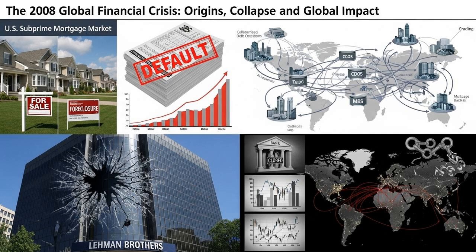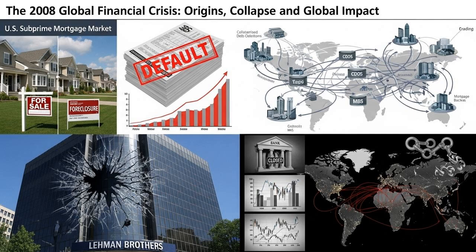Next, we have the 2008 global financial crisis, the worst economic downturn since the Great Depression. This one started in the US subprime mortgage market. A housing boom went bust, leading to a wave of defaults on risky mortgages. The real problem was that these toxic mortgages had been packaged into complex financial instruments, mortgage-backed securities, and collateralized debt obligations, and sold to financial institutions all over the world.